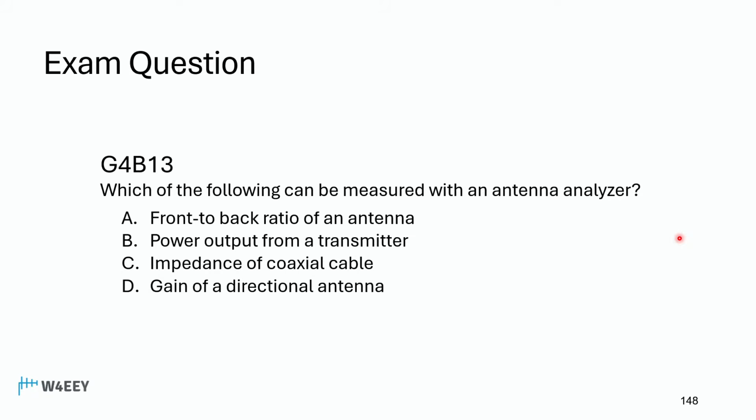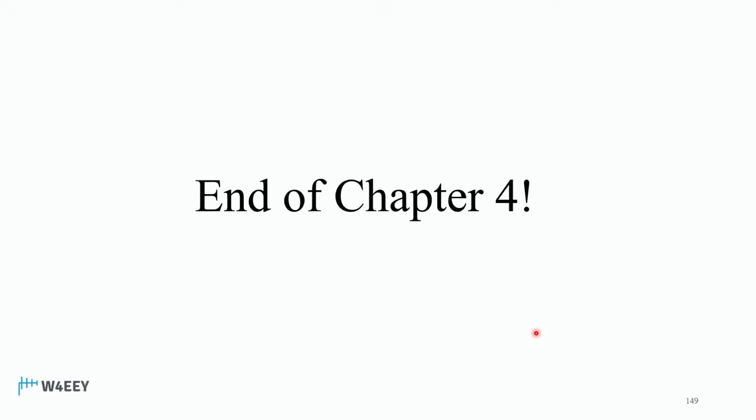Which of the following can be measured with an antenna analyzer? Charlie. That is Charlie, impedance of coaxial cable. Front to back can't be done. Yeah, that's the only one that works.